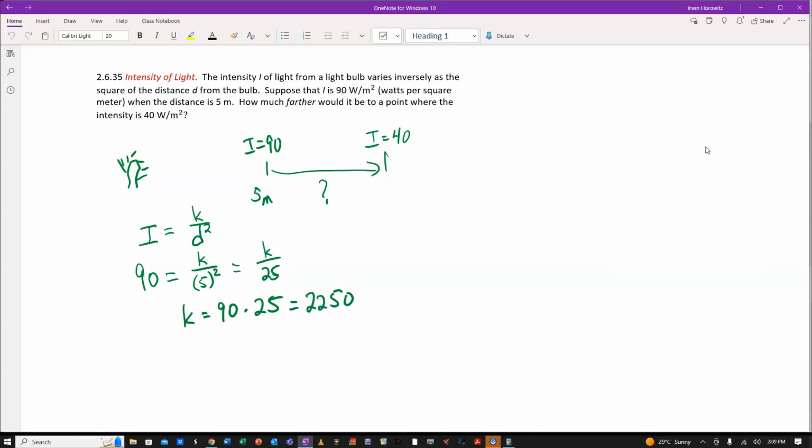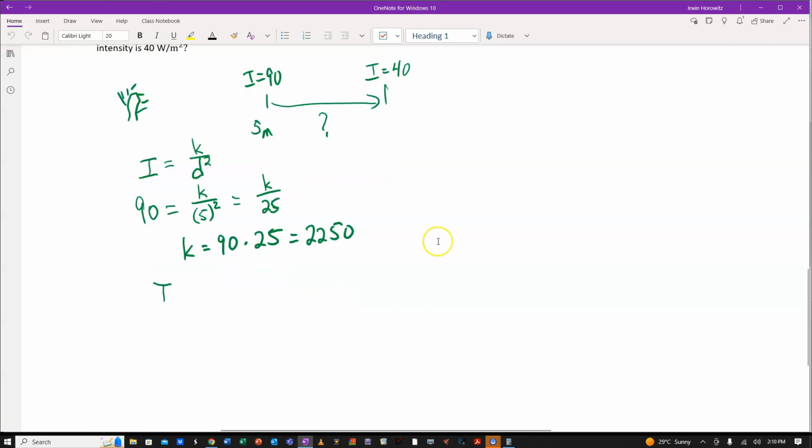Next, we are asked to determine how far away the intensity will be 40 watts per square meter. So our equation is I equals 2250 divided by d squared. We're told the intensity is 40. We have to solve for the distance d. So we have 40 equals 2250 divided by d squared.